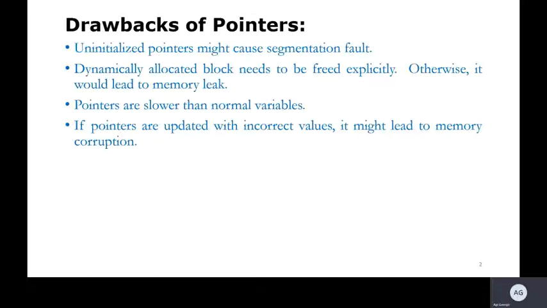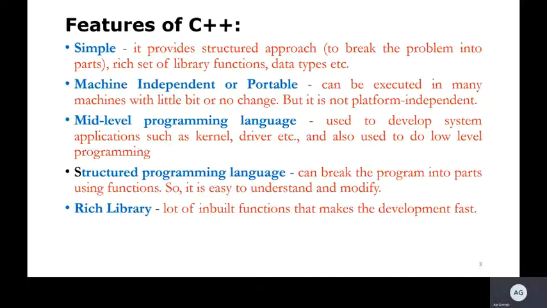Also, dynamically allocated blocks need to be freed explicitly. Otherwise, you know what happens? It causes a memory leak. And pointers are actually slower variables because to access them it takes more time. Then, if the pointers are updated with incorrect values, it also leads to memory corruption. So these are the drawbacks of pointers. Okay, so you know the difference between C programming and C++. C++ is more from a safety and security point of view. You have classes and all those things, and the main emphasis is on the object.